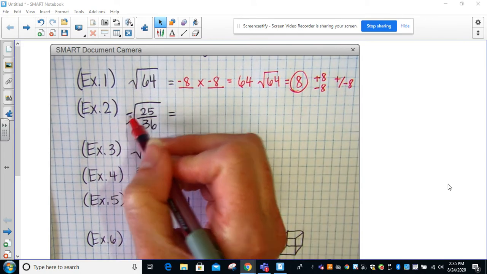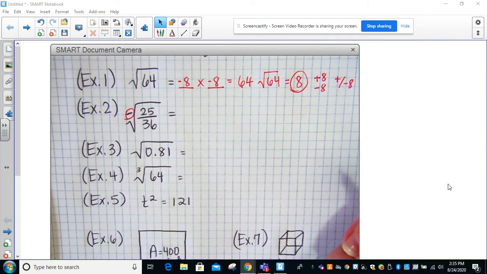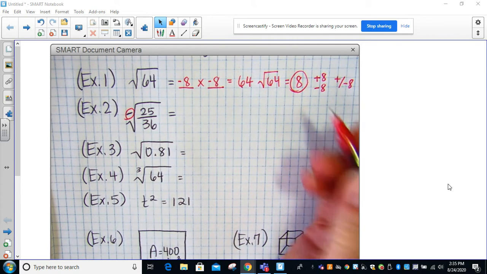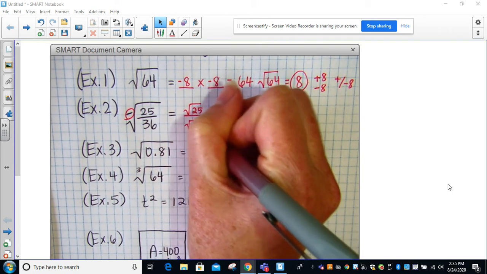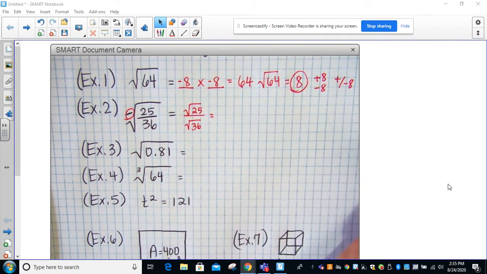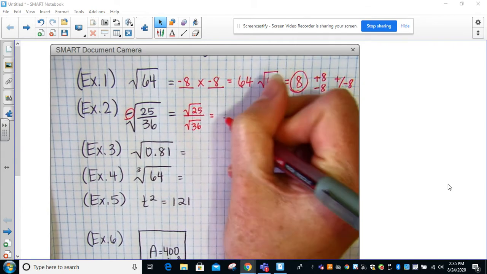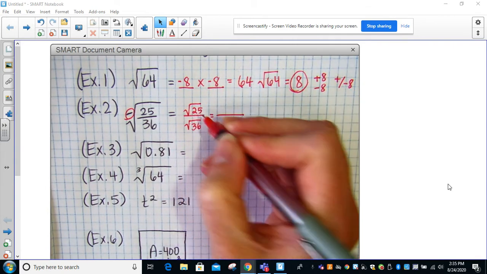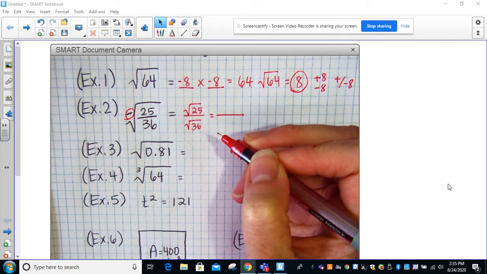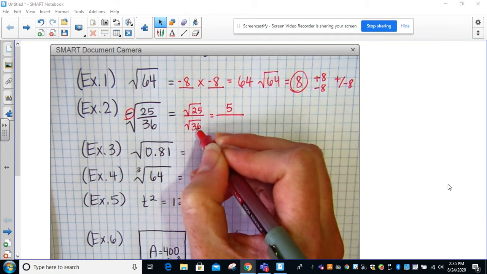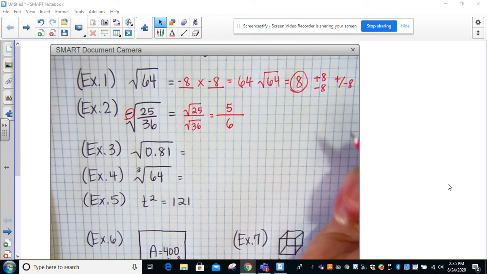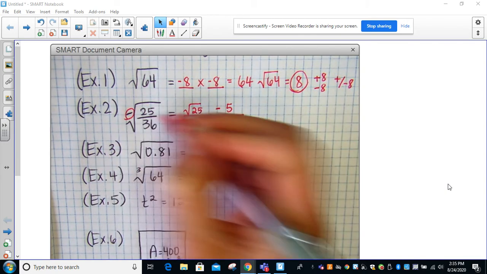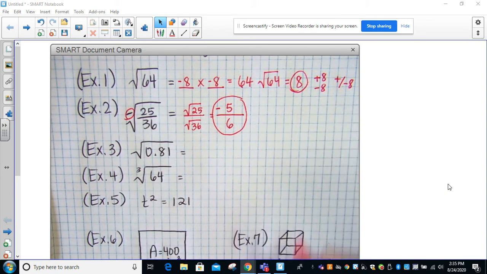So here we have a negative on the outside. So we just need to remember at the end to put the negative out in front of our answer. So fractions, don't let fractions mess you up or get you panicked. Just separate it into 2 separate questions and leave the fraction bar there. So the square root of 25, what times itself gives you 25? 5. The square root of 36, what times itself gives you 36? 6. And then we have to put our negative back in the front. So the answer to that is negative 5/6.